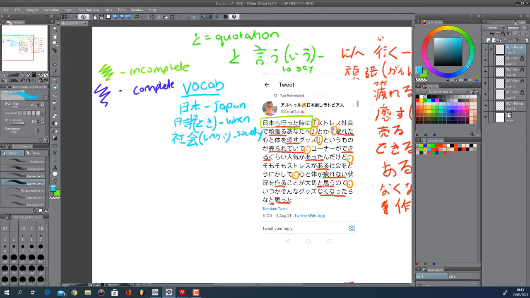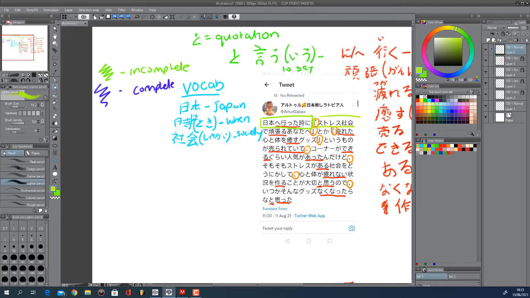Why am I saying this is incomplete? Because if we see this, ストレス社会で頑張るあなたへ. So it's working hard in a stressful society, and then we have あなたへ. Now this is a strange thing about Japanese, and this is the thing I want to explain when I'm talking about clauses. Now this is an incomplete clause, but why exactly?